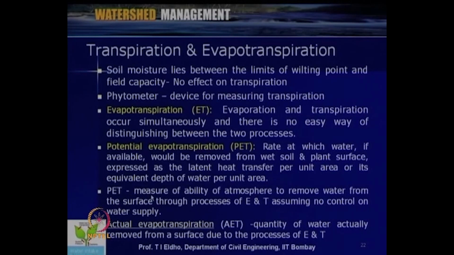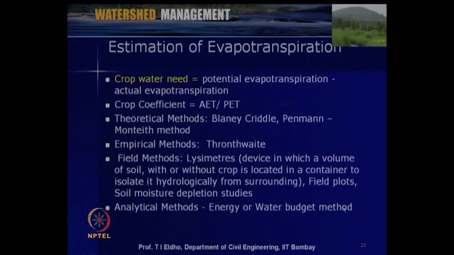And then this PET is the measure of the ability of the atmosphere to remove water from a surface through the processes of evaporation and transpiration, assuming no control on the water supply. Then another important definition is the so-called actual evapotranspiration. This is the quantity of water actually removed from a surface due to the processes of evaporation and transpiration. Now we can also estimate the evapotranspiration using various equations.